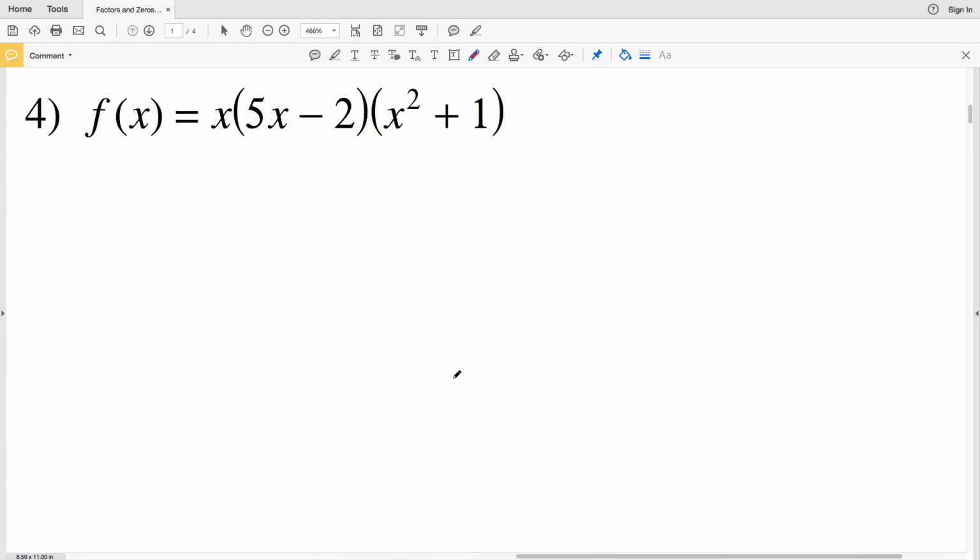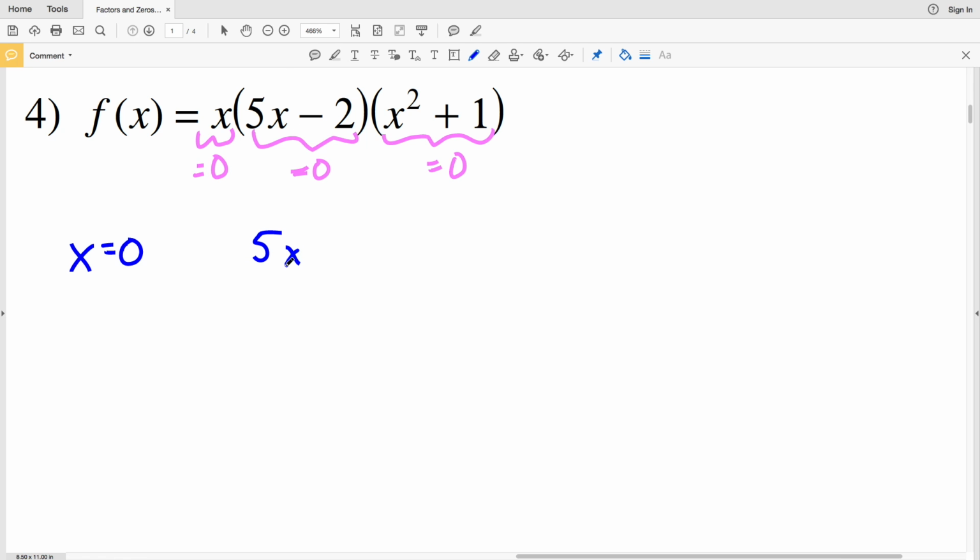Moving on to number 4, even though we have an exponent now, the same rules still apply. In order for f of x to equal 0, that means that x equals 0, 5x minus 2 equals 0, or x squared plus 1 equals 0. So the first one is the easiest, x equals 0. If x is equal to 0, 0 times 5x minus 2 is 0, and then multiplying that to x squared plus 1 will equal 0. So we already have one solution.